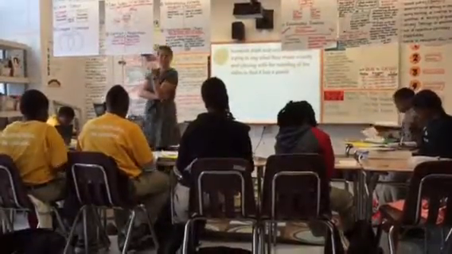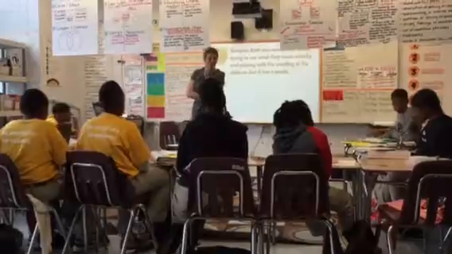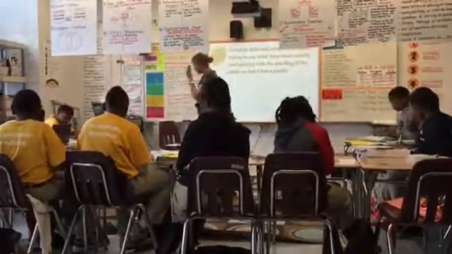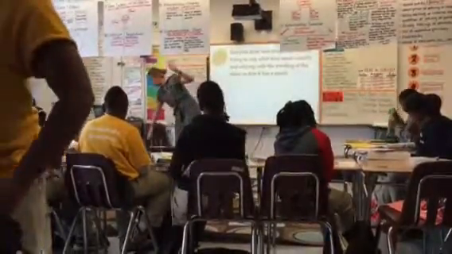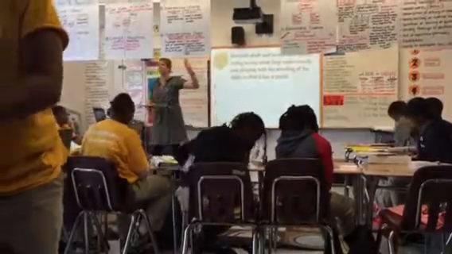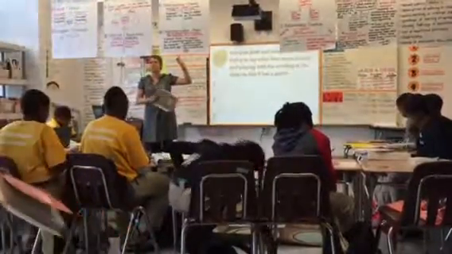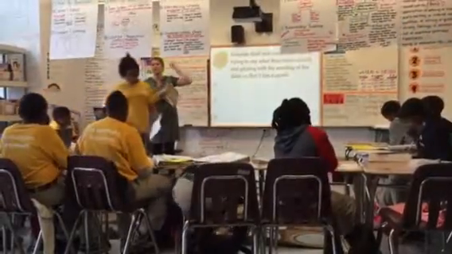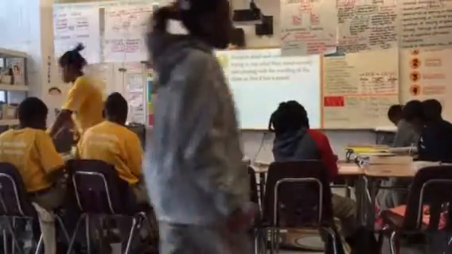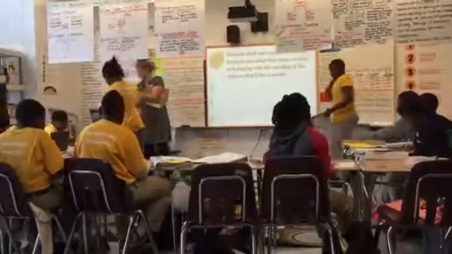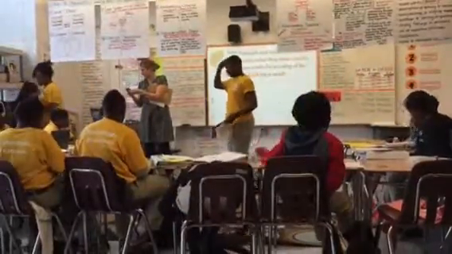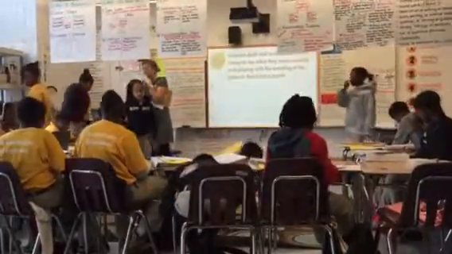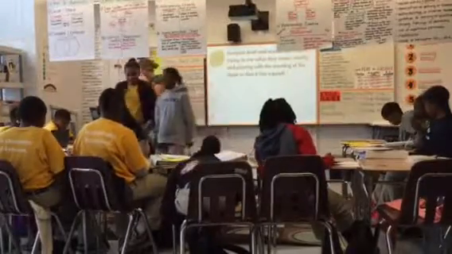So in 5, the second row is going to come to the carpet. 4, you're bringing your notebook and your outline. 3, 2, 1. Thank you. Second row moving to the carpet. In 30 seconds, everyone's writing.